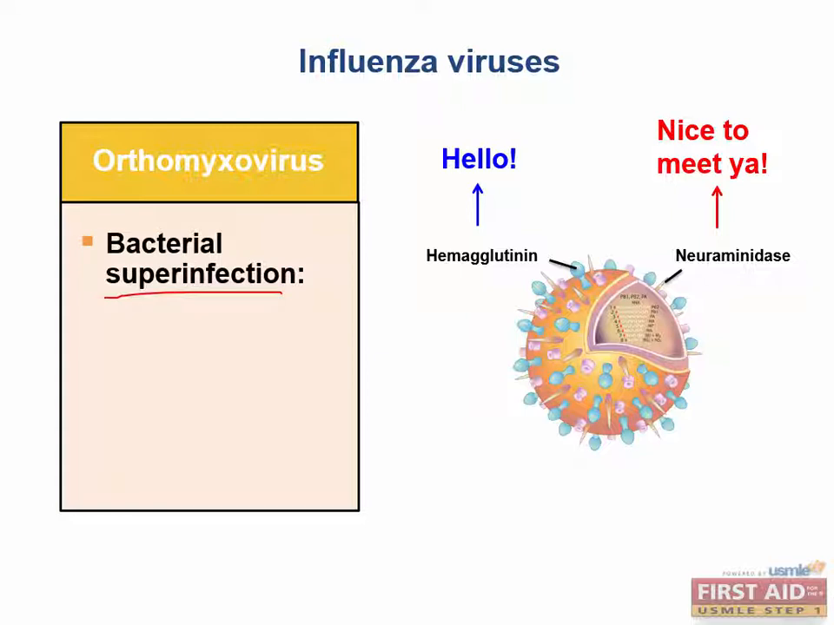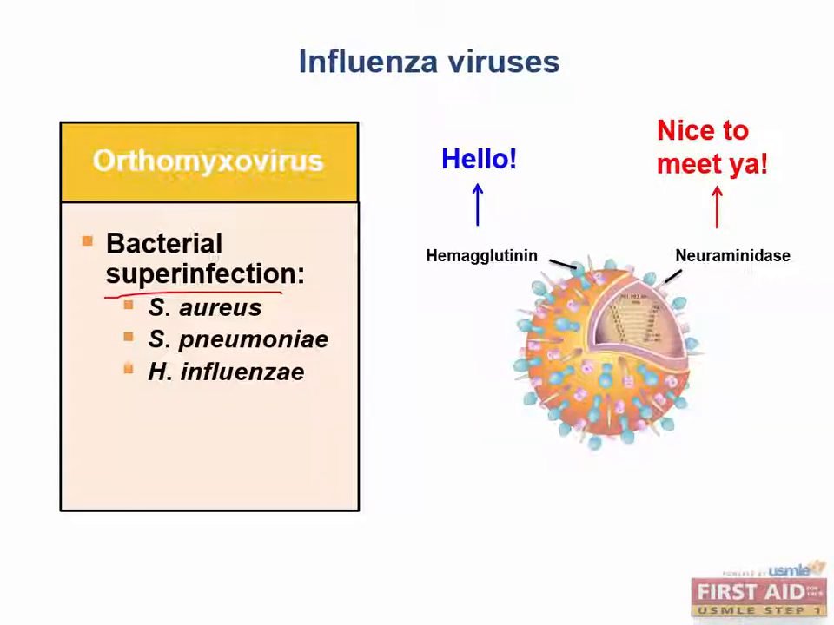And do you remember the 3 important bacteria that can cause a pneumonia during influenza infection? Staph aureus, Strep pneumoniae, and H. influenzae. Very good. So why is it that influenza predisposes our patients to bacterial pneumonia? Well, let's go to the whiteboard and talk about why.